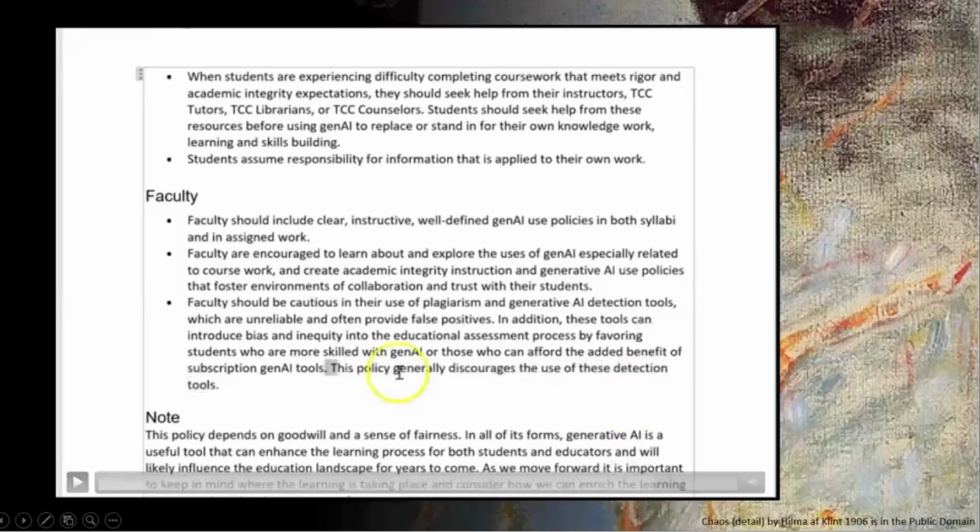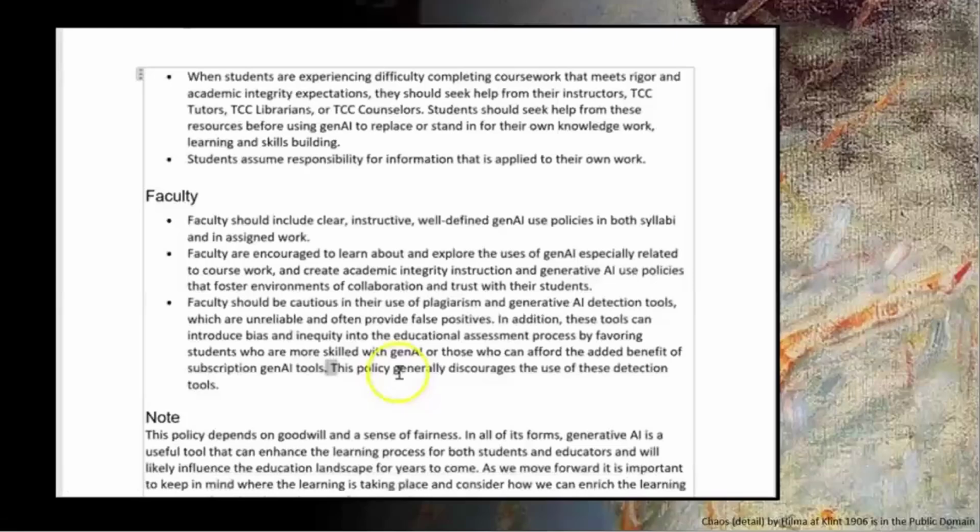Faculty should be cautious in their use of plagiarism and generative AI detection tools, which are unreliable and often provide false positives. In addition, these tools can introduce bias and inequity into educational assessment processes by favoring students who are more skilled with generative AI or those who can afford the added benefit of subscription generative AI tools. And this policy generally discouraged the use of these detection tools. And part of the reason that I felt okay about including this was that the University of Michigan, I believe, actually has a statement in their generative AI guidance that as a campus, they do not support the use of detection tools.